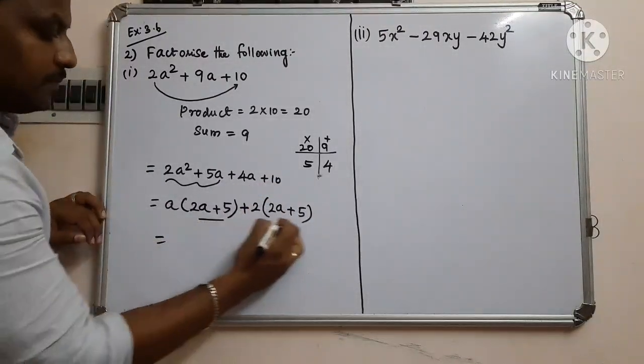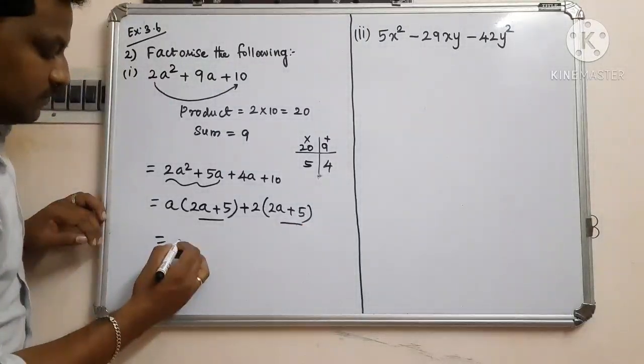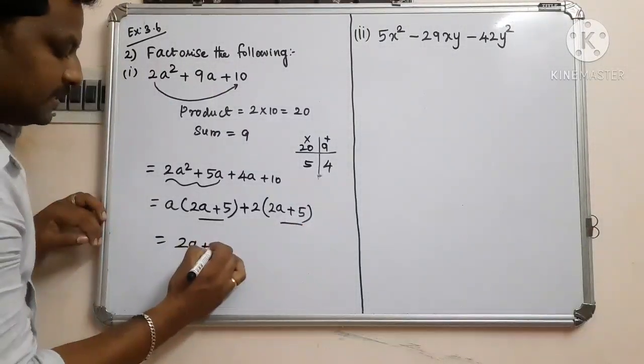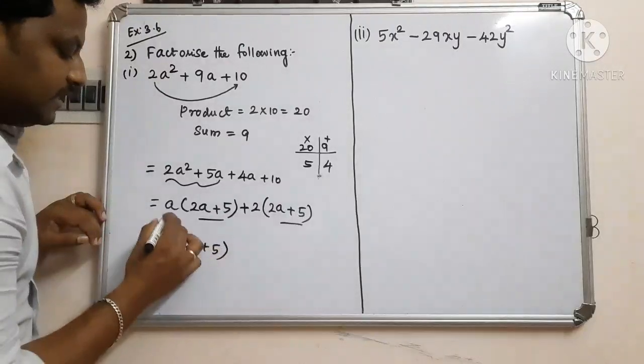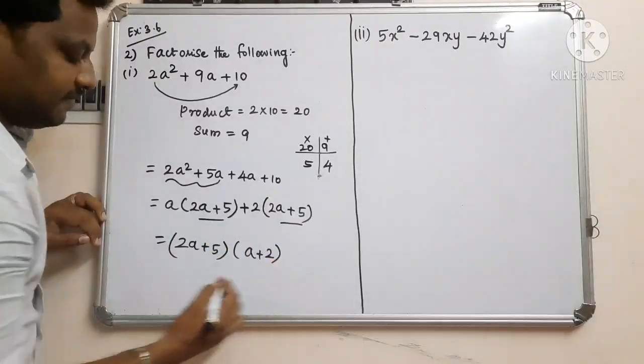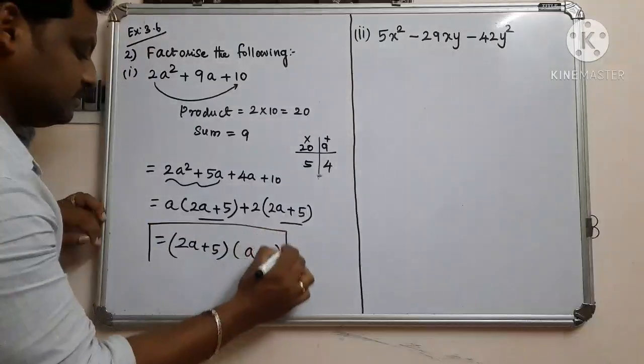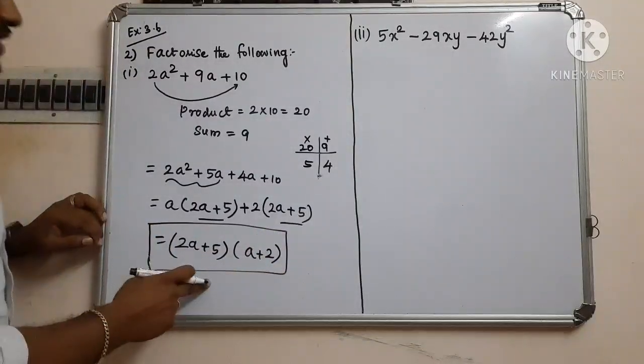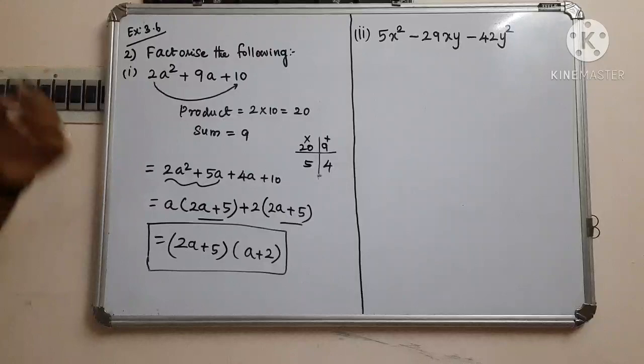So now 2a plus 5 is a common term. So 2a plus 5 is one factor, and the remaining a plus 2 is another factor. So these are the factors of the given polynomial.